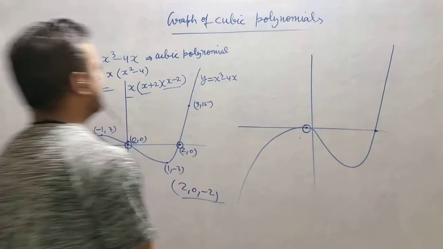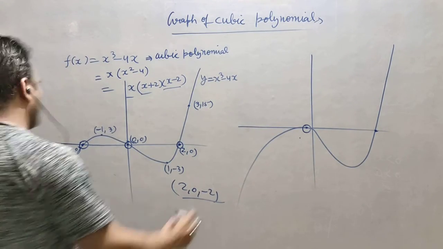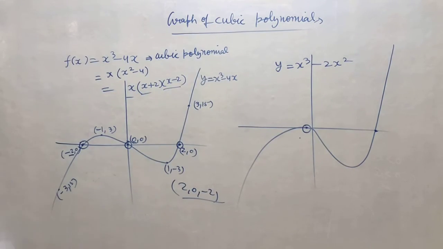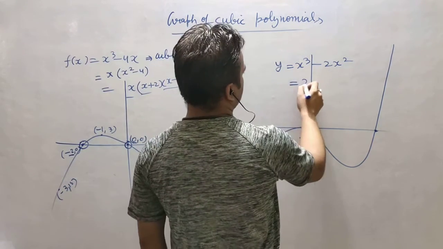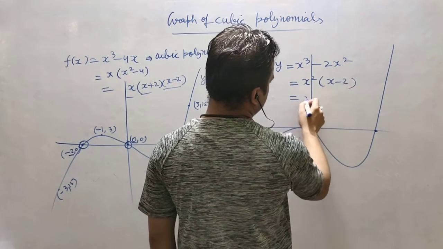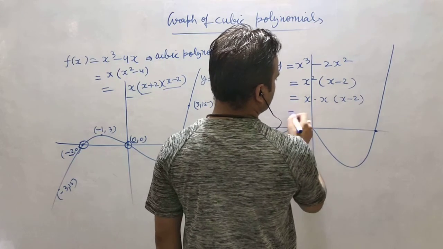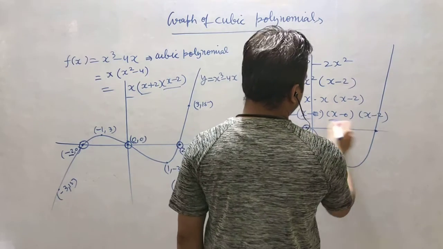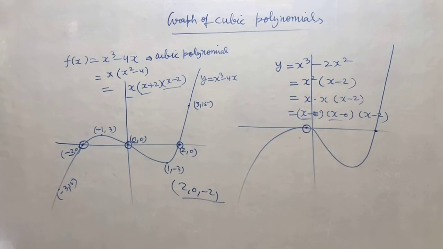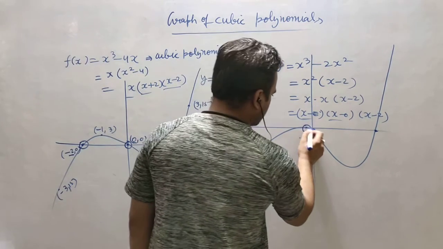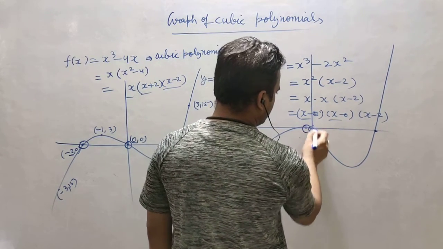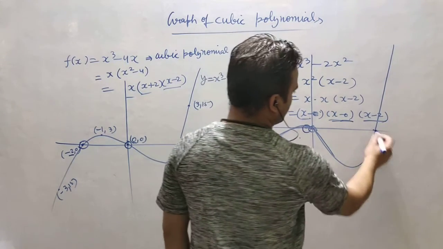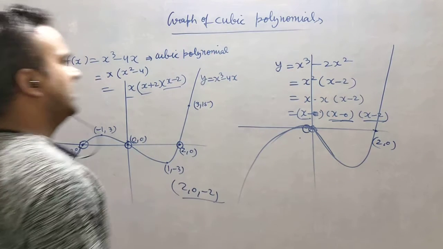means 2 roots are equal and one root is separate. So suppose I am taking this one, y equal to x cube minus 2x square, for example. So what is common here? X square, and what is left? X minus 2. So it is x, x and x minus 2. So it is like this, x minus 0, x minus 0 and x minus 2. So it means there are 2 roots which are x is equal to 0. Okay, it is somewhere like this. It is passing through the origin according to these 2, and x minus 2 is this one. It means it is 2, 0.